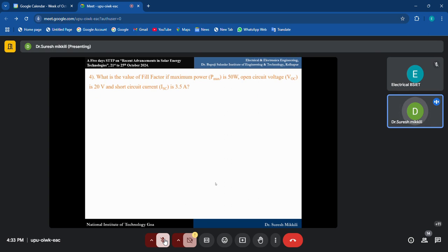So can you identify this one? What is the value of fill factor if maximum power P max is 50 watt, open circuit voltage VOC is 20 volts, and short circuit current is 3.5 amperes? It is one more question. So how do we calculate the fill factor? Fill factor is P maximum by VOC into ISC. So how much are you going to get?